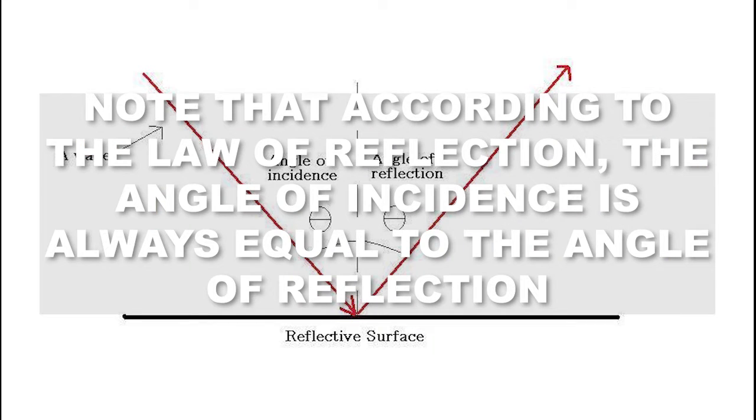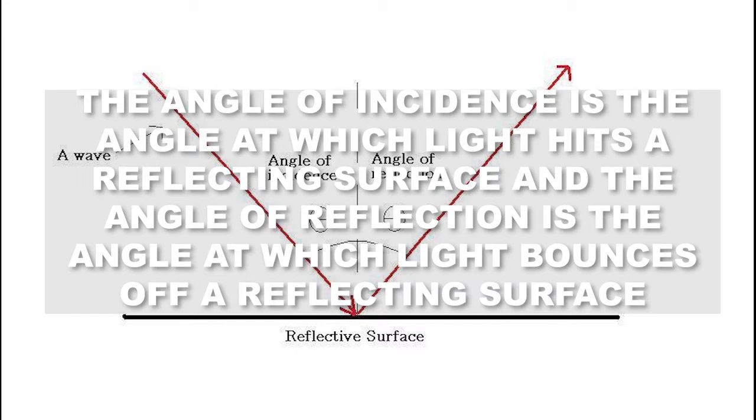Note that according to the law of reflection, the angle of incidence is always equal to the angle of reflection. The angle of incidence is the angle at which light hits a reflecting surface, and the angle of reflection is the angle at which light bounces off a reflecting surface.